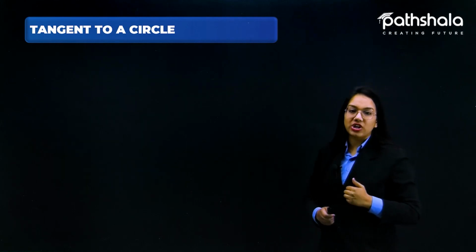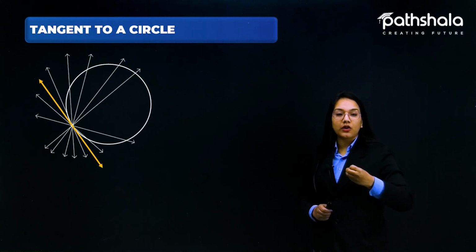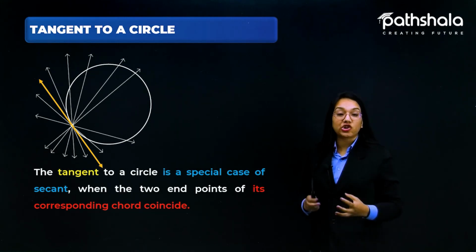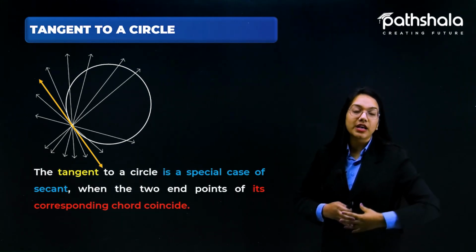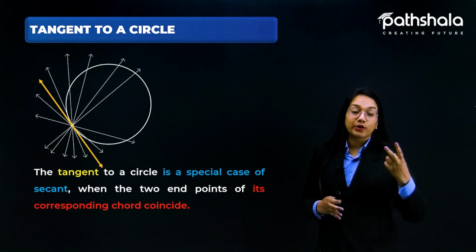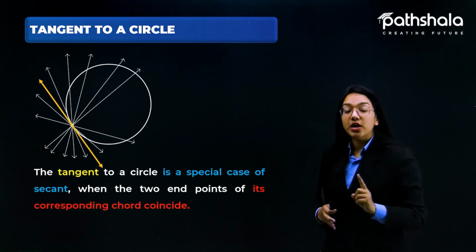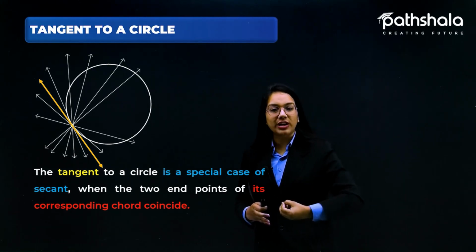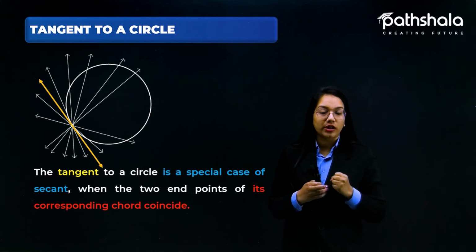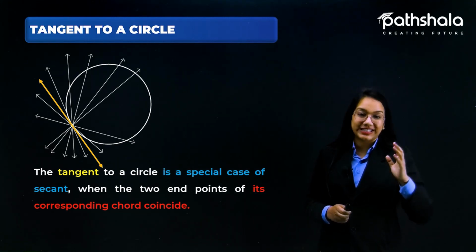Taking this figure again, let us look at the relationship between a secant and a tangent: a tangent is actually a special case of secant. How can we say this? Because a secant is a line that intersects the circle at two common points, but a tangent intersects the circle at only one point. So tangent is a special case of secant when the two endpoints of its corresponding chord coincide with each other. Always remember that tangent is a special case of secant.